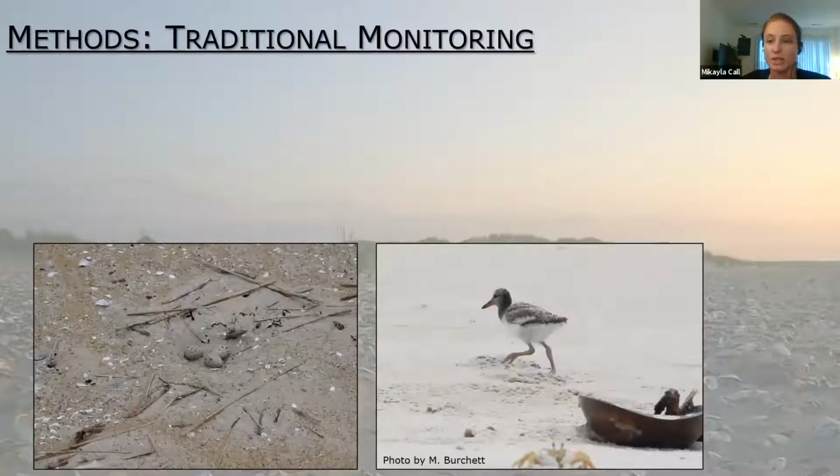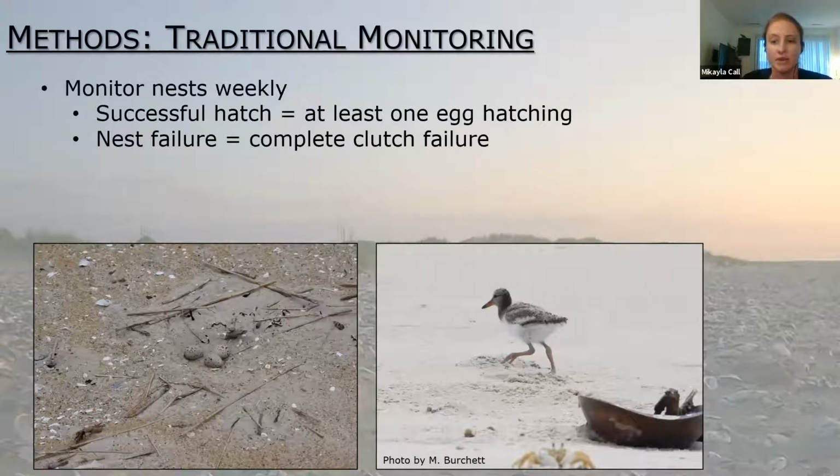Weekly checks for nest and brood monitoring occurred from April 1st to August 31st. We searched all suitable habitat for nests and then monitored those nests until hatch or fail. We defined a nest as successfully hatching if at least 1 egg hatched. Nests were considered failed following abandonment or complete clutch failure. Following a successful hatch, broods were monitored until chicks either died or were considered fledged at 35 days after hatching.